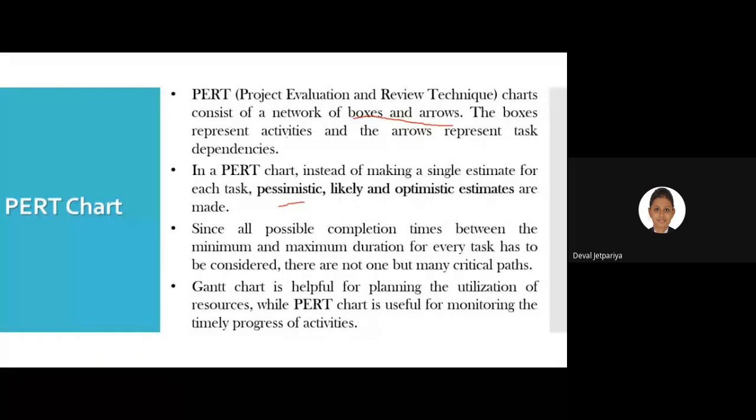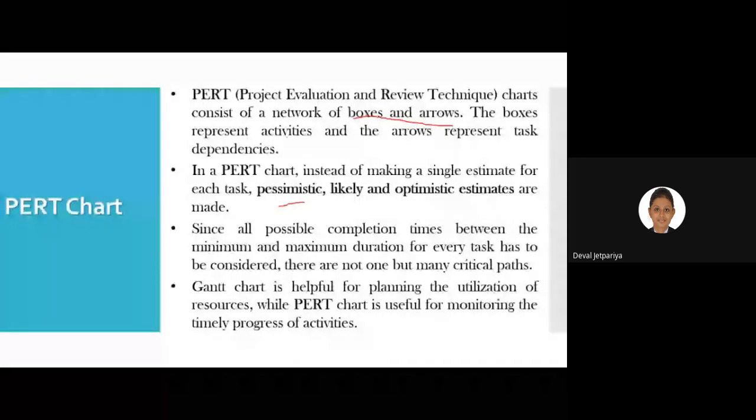The second point is that in a PERT chart, instead of making a single estimate for the task, we'll have three possibilities: pessimistic, likely, and optimistic. Since all possible completion times between the minimum and maximum duration for every task have to be considered, there are not one but many critical paths. Obviously, it is possible because we have so many dependencies on every task. So we'll have more than one feasible way.